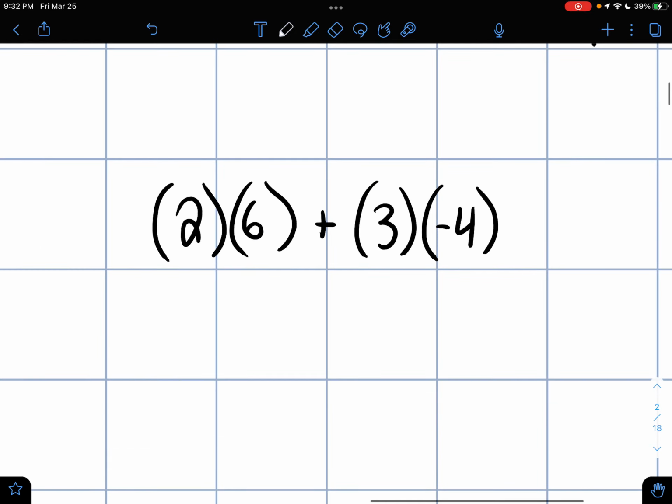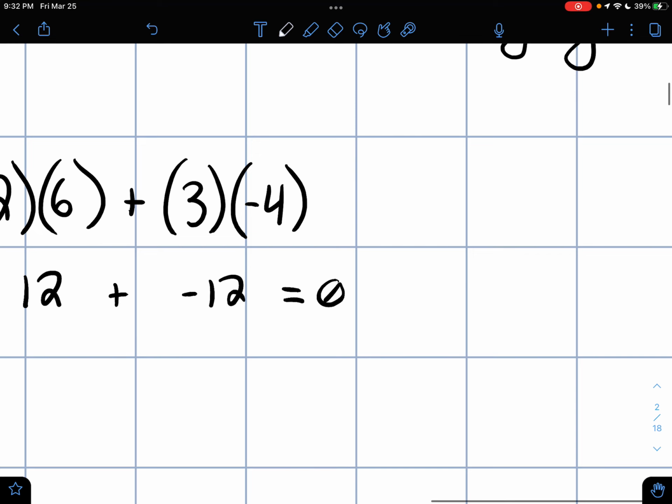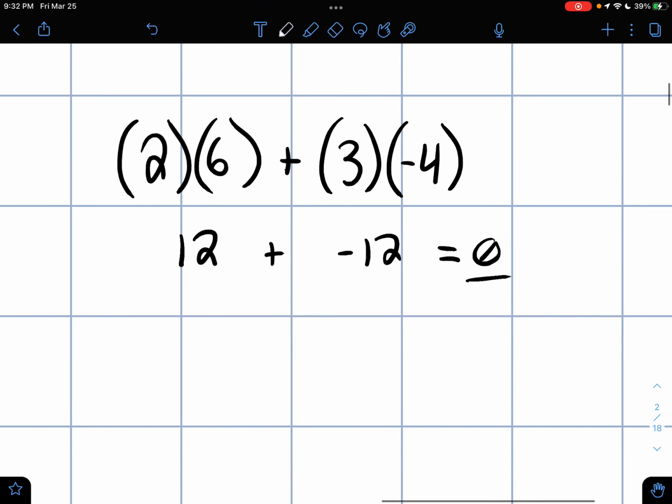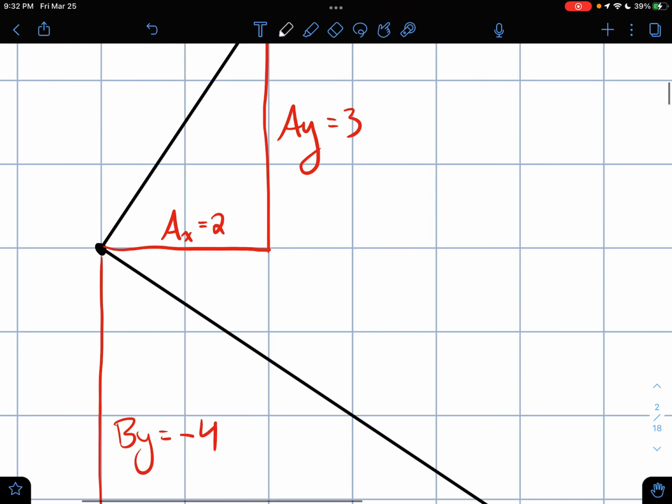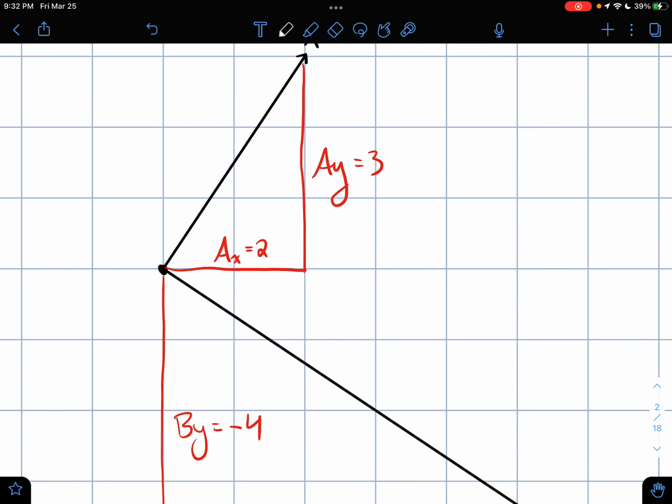Right. So now we add these together. It's going to be 12 plus a -12. And oh, would you look at that? Our dot product is 0. How could this happen, we may be asking. It's almost like I designed the problem to do this.